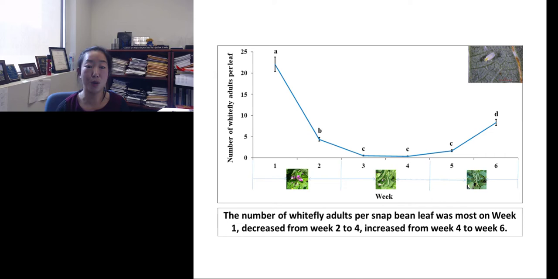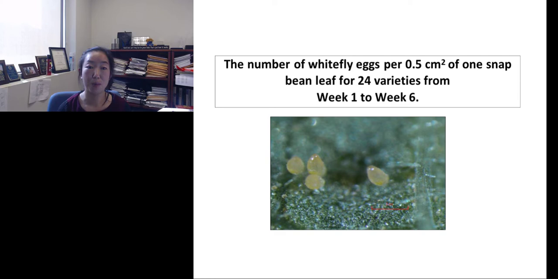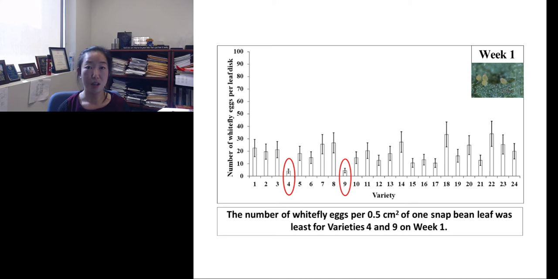So this is for the whitefly adults, and now let's look at the number of whitefly eggs per 0.5 square centimeter of one snap bean leaf for 24 varieties from week one to week six. You can see the eggs in the pictures, and after we analyzed the data, we found significant differences in the whitefly eggs among the 24 varieties and among the weeks. And the interaction between variety and week is significant. So we made comparisons among the varieties within each week.